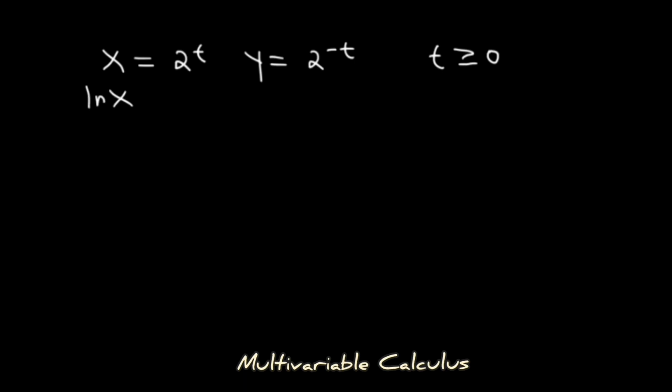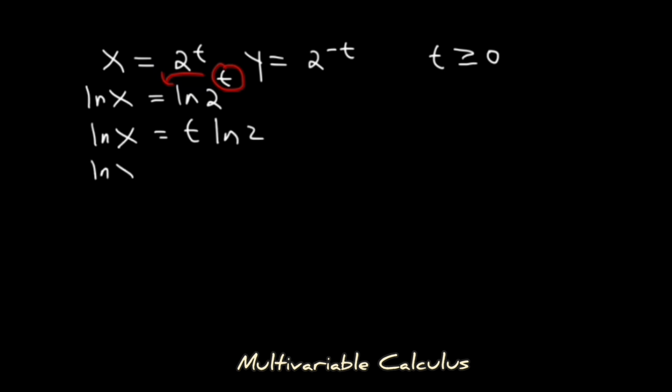ln x is equal to ln 2 raised to the t. Whenever you have a variable on top, the best thing to do is to take the natural log of both sides. This will allow you to take the variable and move it here. Our goal is to solve for t. That's how we can eliminate the parameter. So ln x is equal to t ln 2. Dividing both sides by ln 2, we can see that t is ln x over ln 2.